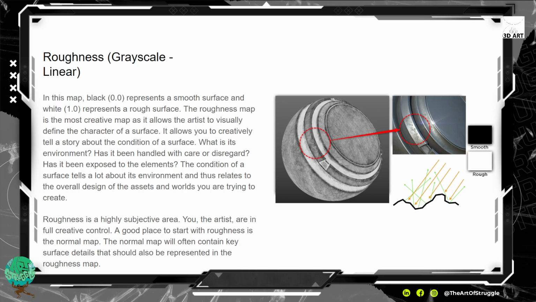All right. And for the height map, we use 0 to 1. 0 is down, 1 is up. All right. So roughness is a highly subjective area. You, the artist, are in full creative control. A good place to start with roughness is the normal map. The normal map will often contain key surface detail that should also be represented in the roughness map. And I do have a lecture on normal maps that we will have to go through.